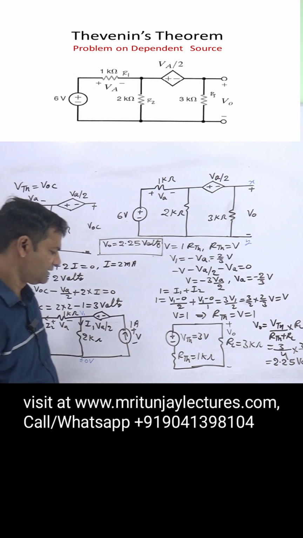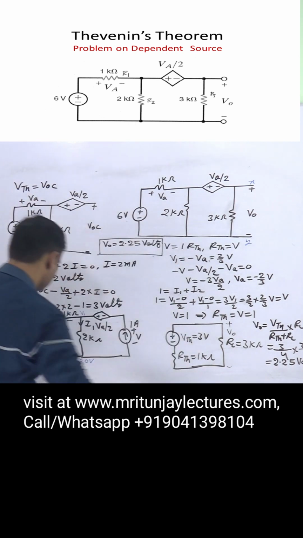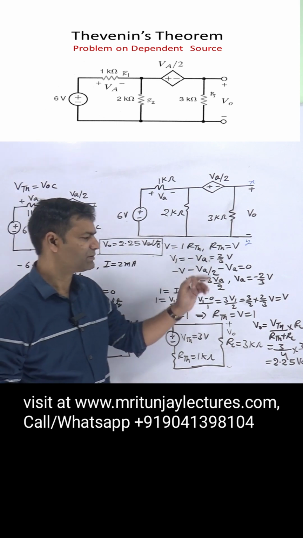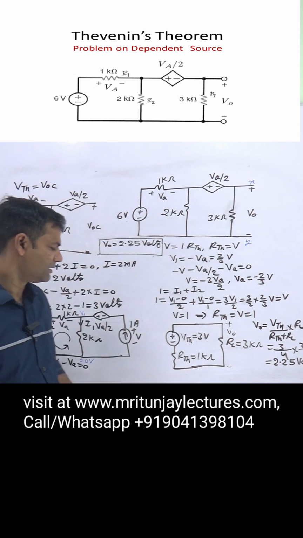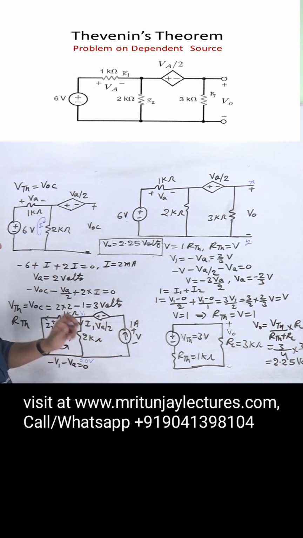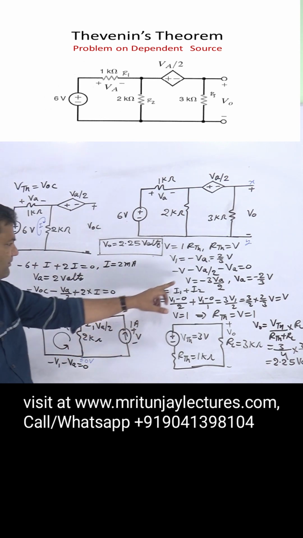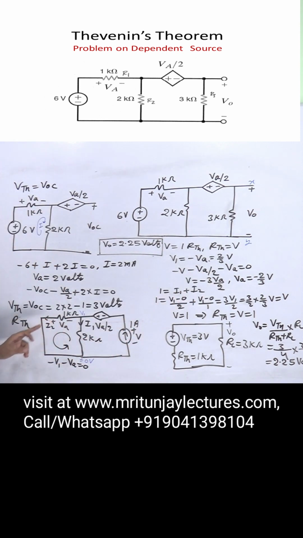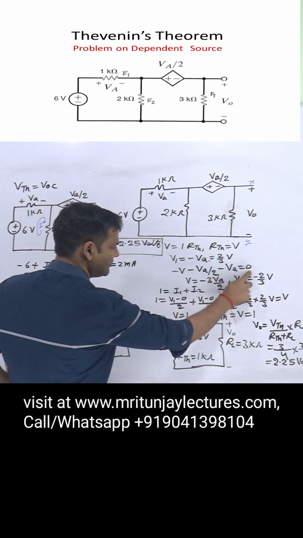Clear or not? If any doubt, then right now apply KVL here: minus V1 and here minus VA, this is equal to 0. Clear? Then V1 is equal to minus VA. Now the next target: apply KVL in this loop: minus VA, minus VA by 2, minus V is equal to 0.